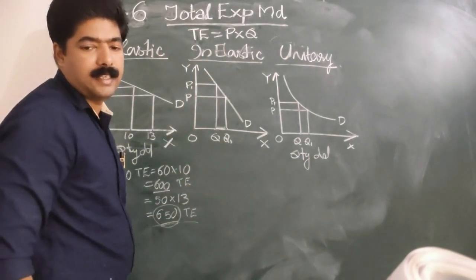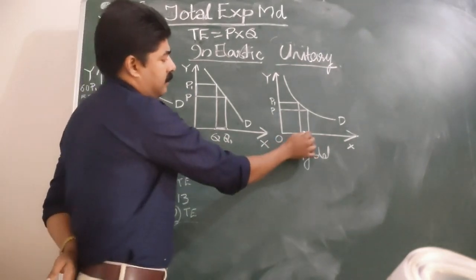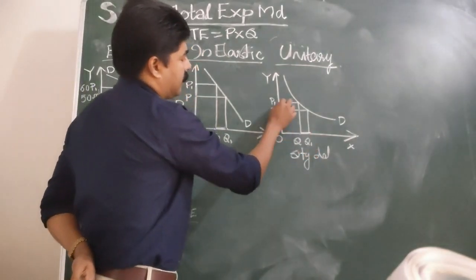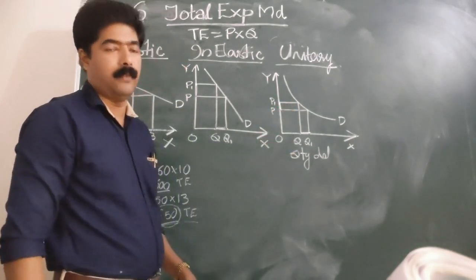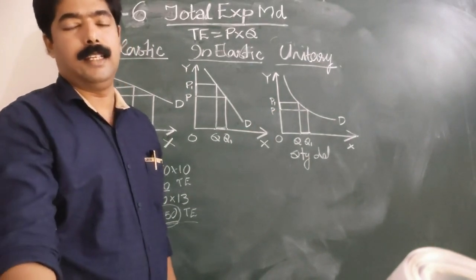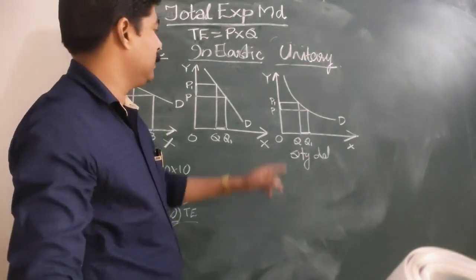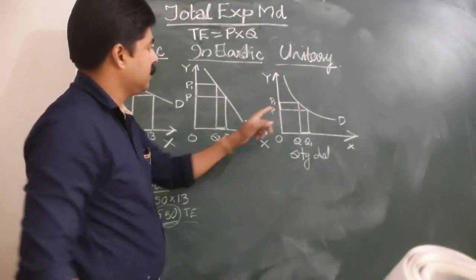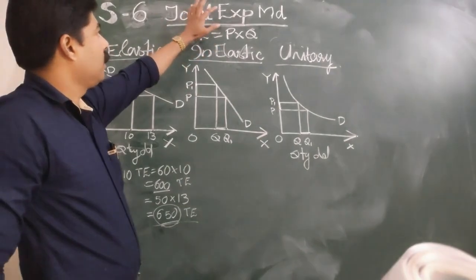Now the unitary case. In unitary, there is no change at all in total expenditure. Whatever changes occur in price, quantity also changes in the same proportion. So we can write that the change in quantity demanded of a commodity is equal to the change in price. That is known as unitary elasticity. So here we have studied the total expenditure method.